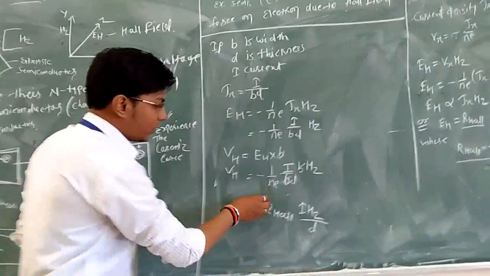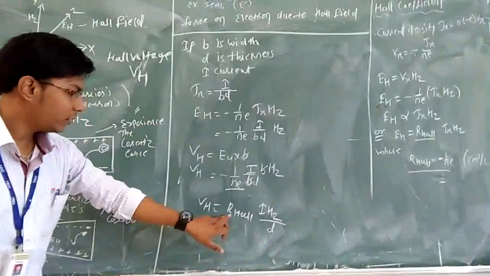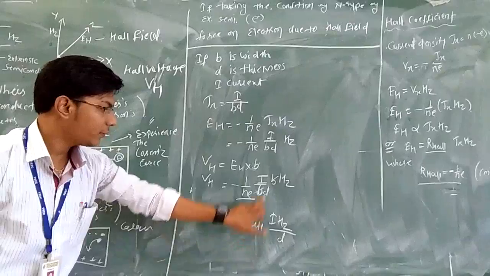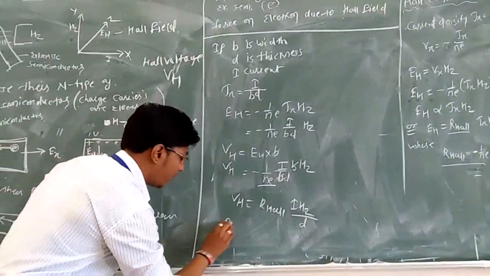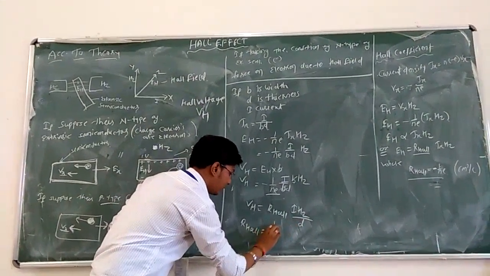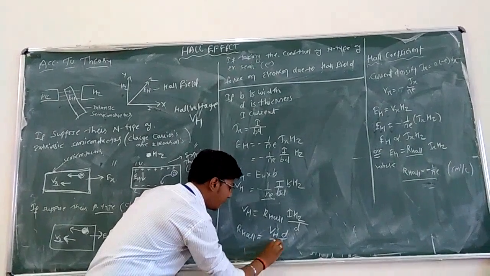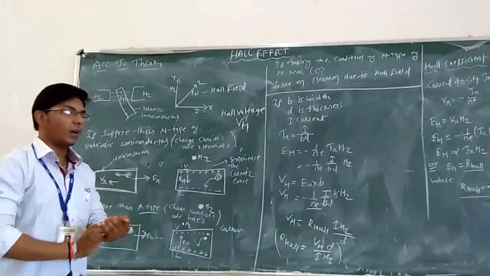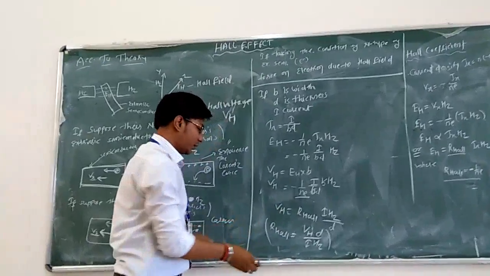Then Vh is equal to, we know that this value minus 1 upon n e is equal to the Hall coefficient, R Hall, I as Z upon t. Now we find the value of the Hall coefficient: R Hall is equal to Vh t upon I as Z, where t is the thickness of the rod. That is the value of the Hall coefficient, by which we find the Hall coefficient. This is the formula.